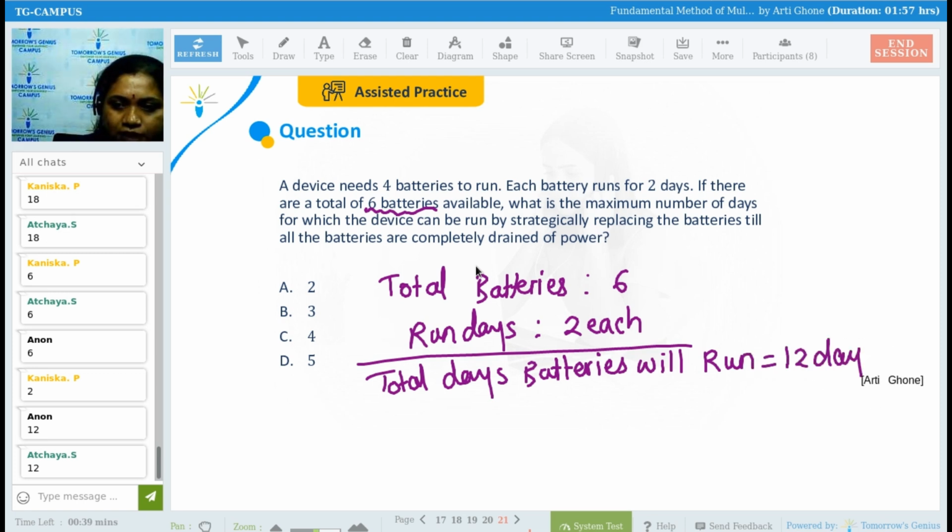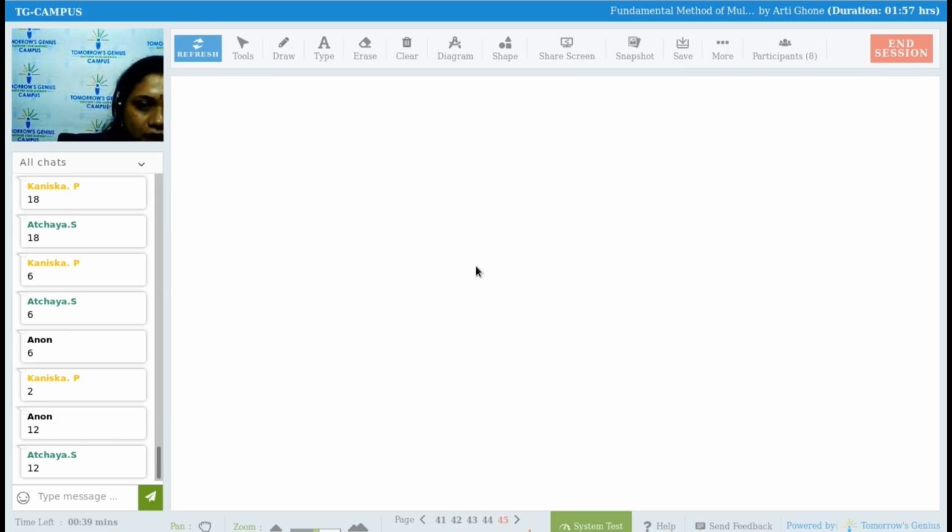12 days. This is in the data without any other value. Yes or no? We have 6 batteries. Each battery runs 2 days. That's why the total of all 6 can run for 12 days. Now, we require 4 batteries to run the device at a time. That is the important thing to understand over here.